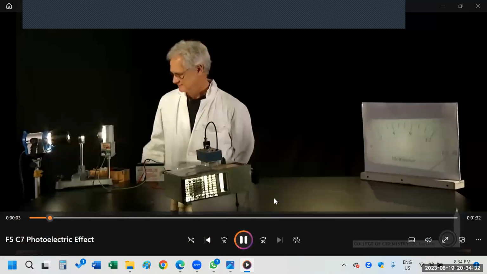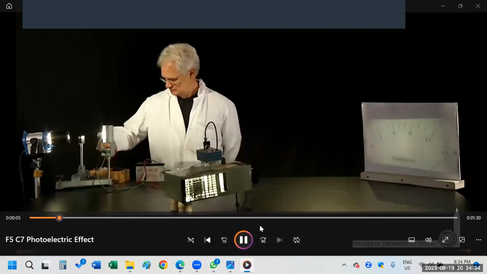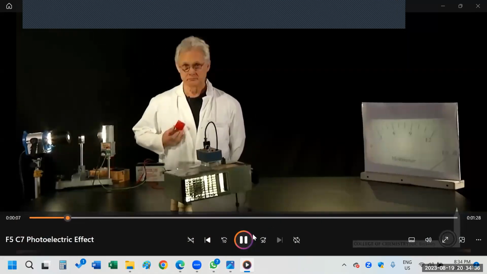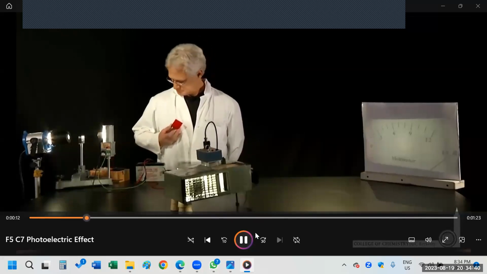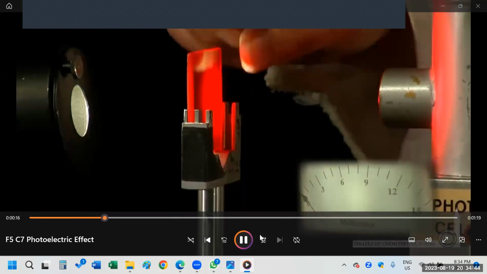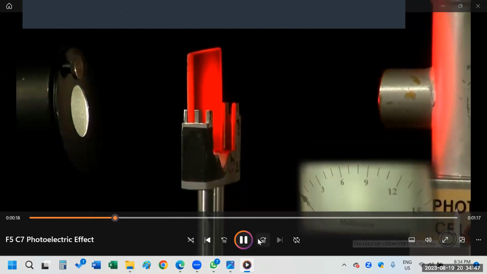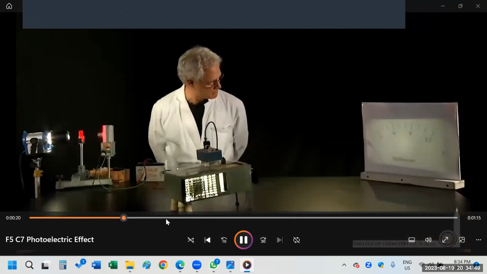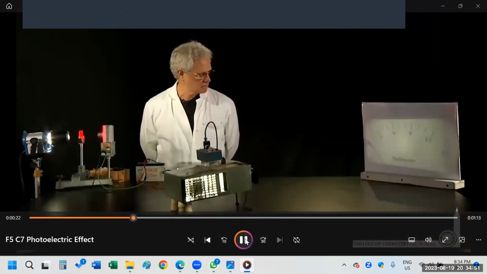We're in the demo lab with Lonnie, where he set up a photoelectric effect experiment. He has white light impinging on a metal, and the energy of the photoelectrons emitted is shown on the meter at right. If he puts a red filter in the path, now only red photons can strike the metal, and you can see they do not have sufficient energy.